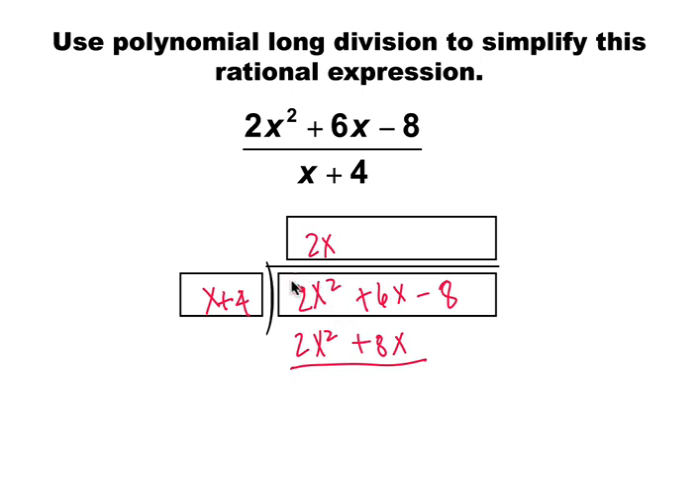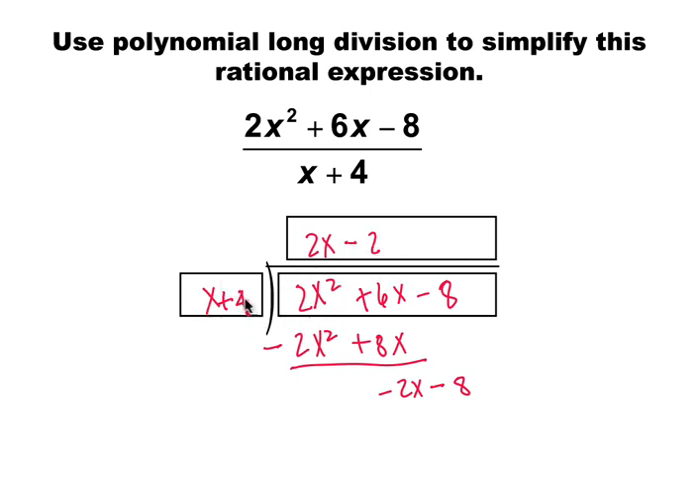Subtracting this product from the dividend, we get the x squared terms cancel out. 6x minus 8x is negative 2x, and then we bring down this term. So we have negative 2x minus 8. To match this leading term, we multiply this expression by negative 2.